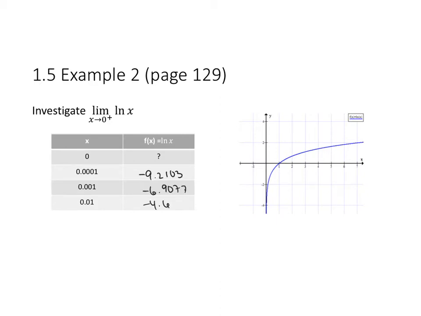So hopefully you got similar numbers, and you're able to see that the natural log is growing unboundedly as we get close to 0 from the right. So we're going to say it approaches negative infinity. And we can see that from the graph as well. As we get close to 0 from the right, we shoot all the way down to negative infinity.